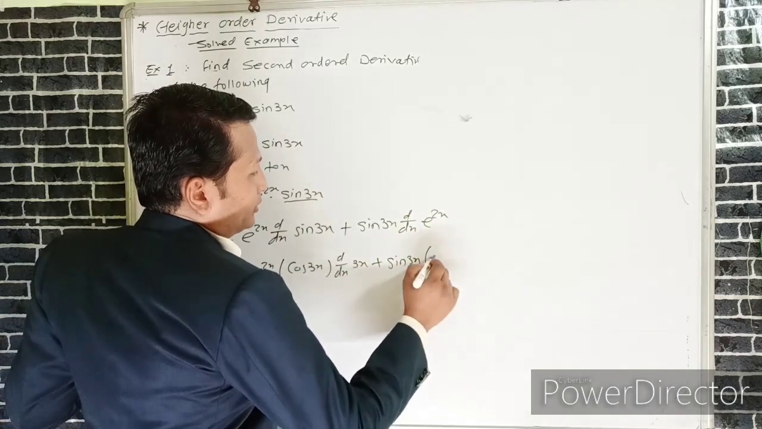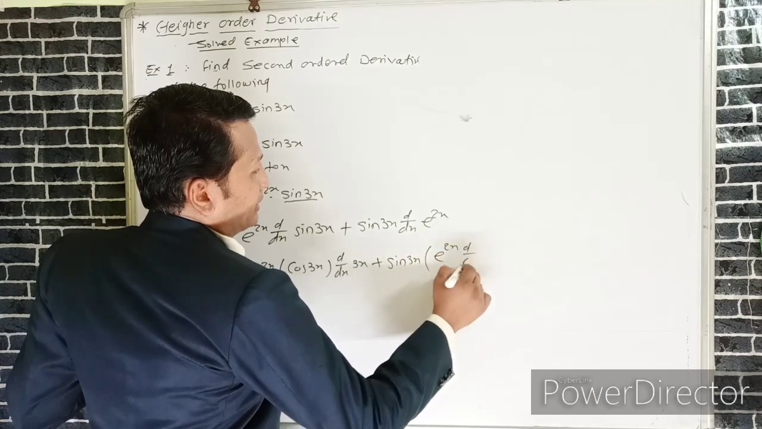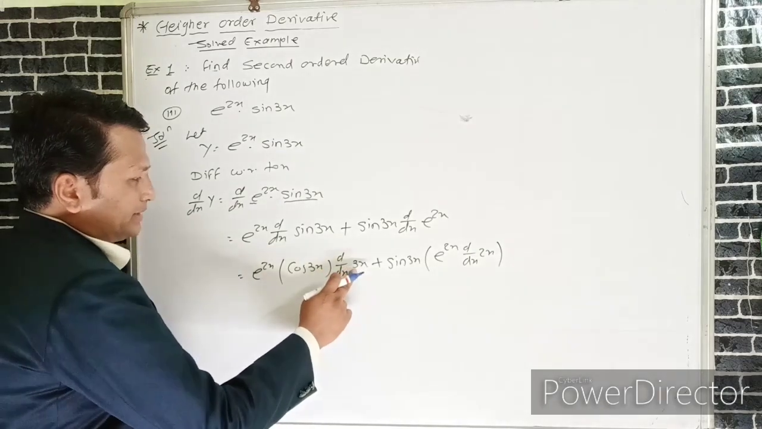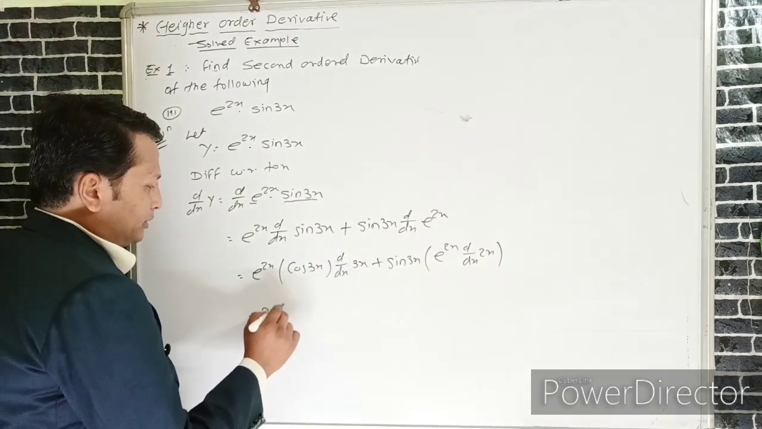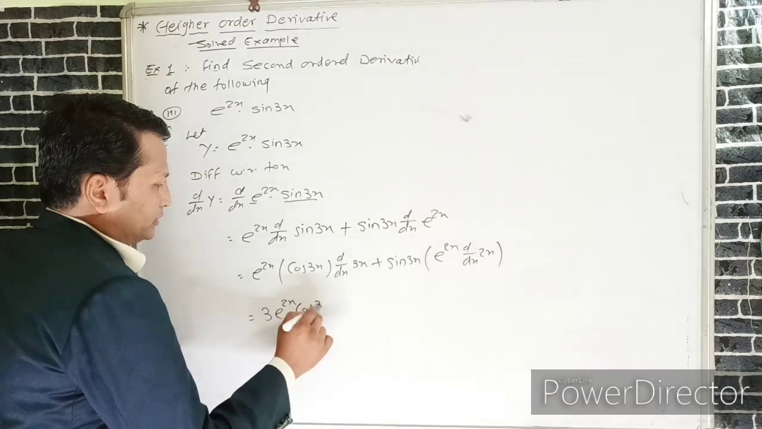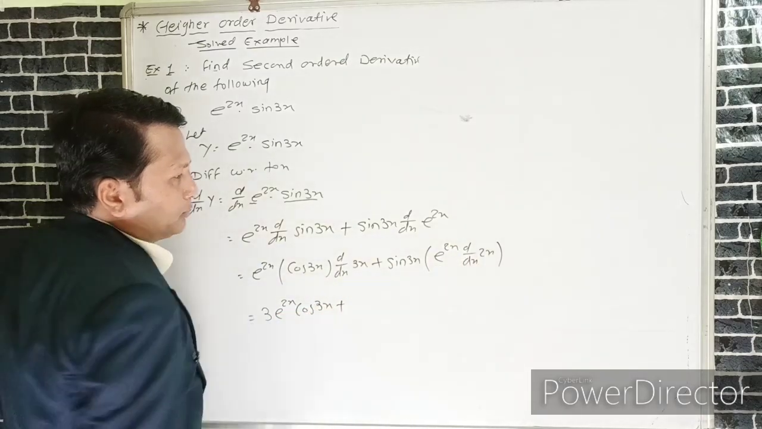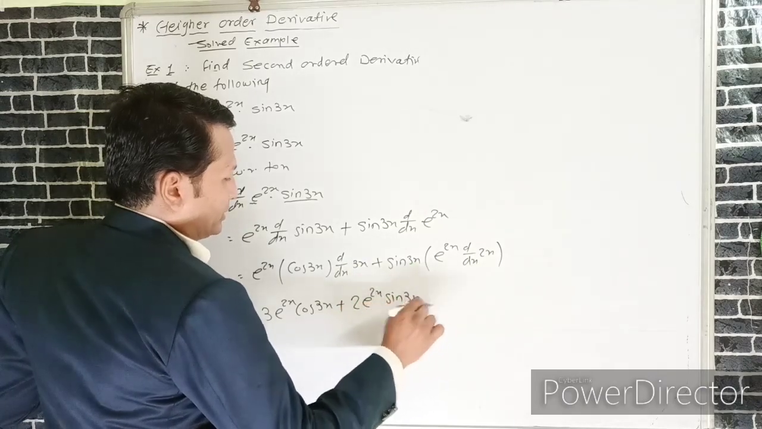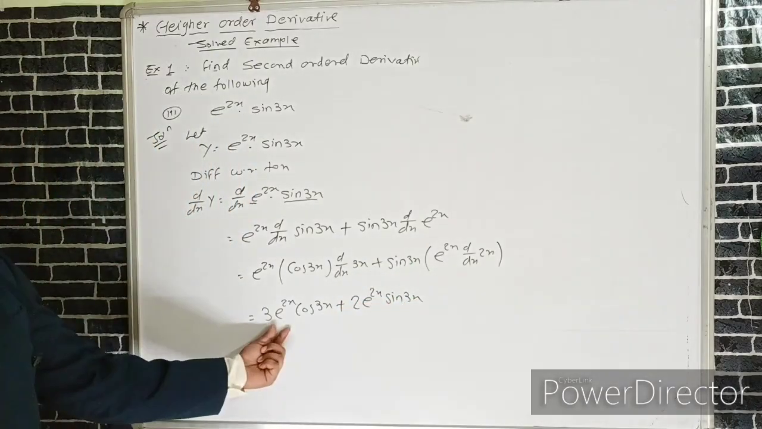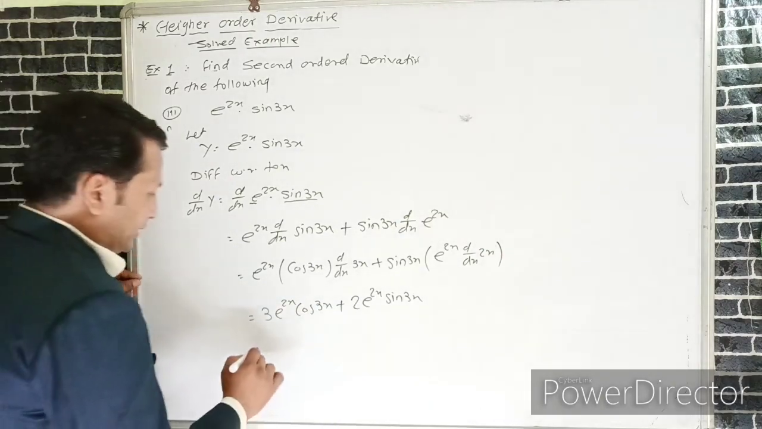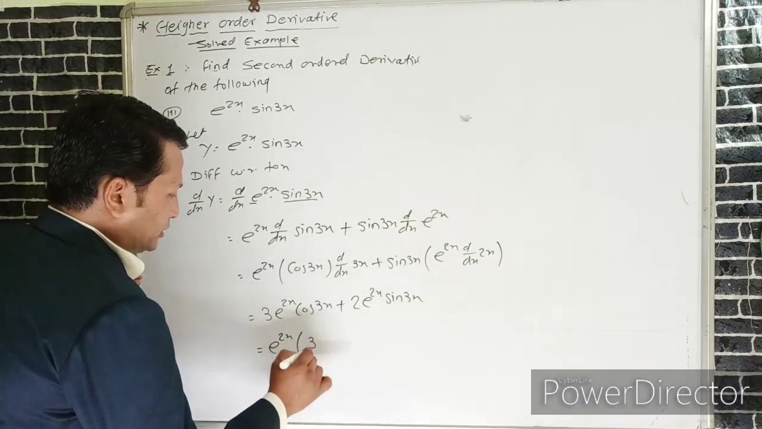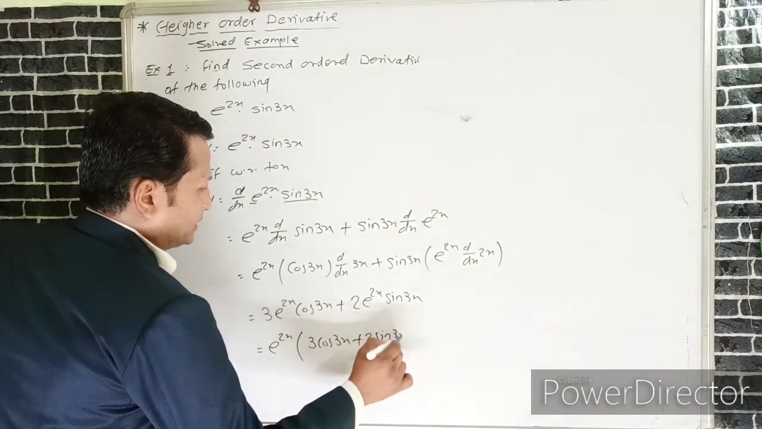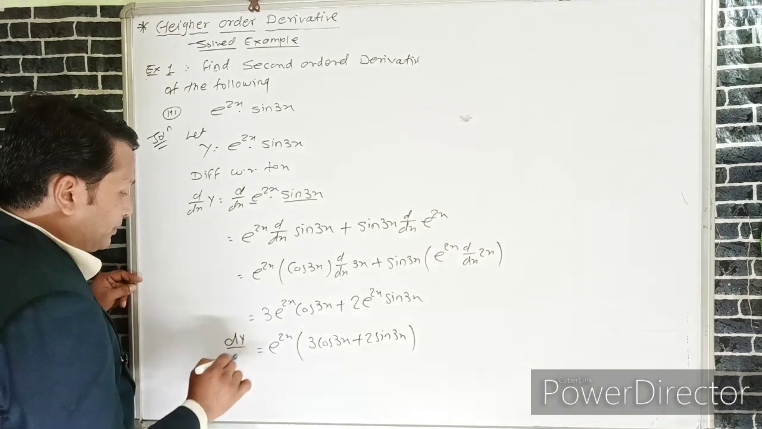plus sin 3x as it is. We take a derivative of e to the power 2x is e to the power 2x and we take again the derivative of 2x. Here derivative of 3x is 3. We can write it 3 into e to the power 2x cos 3x plus derivative of 2x is 2, 2 into e to the power 2x into sin 3x. If we take e to the power 2x common from both terms, we can write it e to the power 2x into 3 cos 3x plus 2 sin 3x, which is dy upon dx.